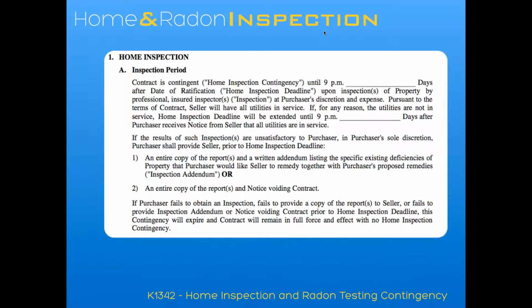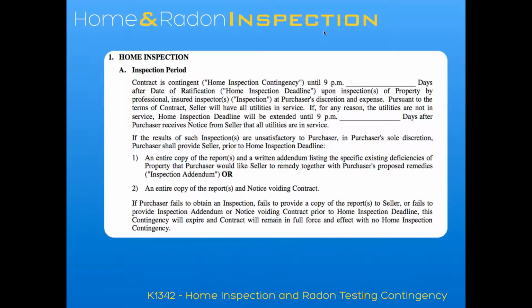The second blank is up to you. My recommendation is it should mirror the first blank, because the first one says, I have X number of days, so let's say 7. I have 7 days after date of ratification to get the inspection done. And by the way, before 9 p.m. on that seventh day, the seller's agent should have in their hands a copy of the full report, your list of repairs, and what you want done, how you want them addressed. So that needs to be in their hand by 7 days.